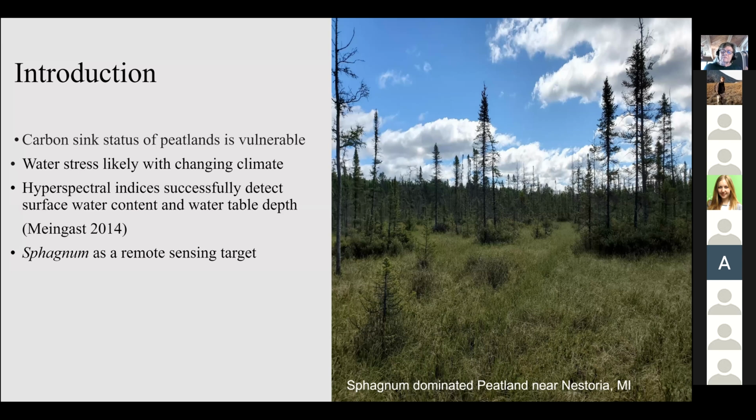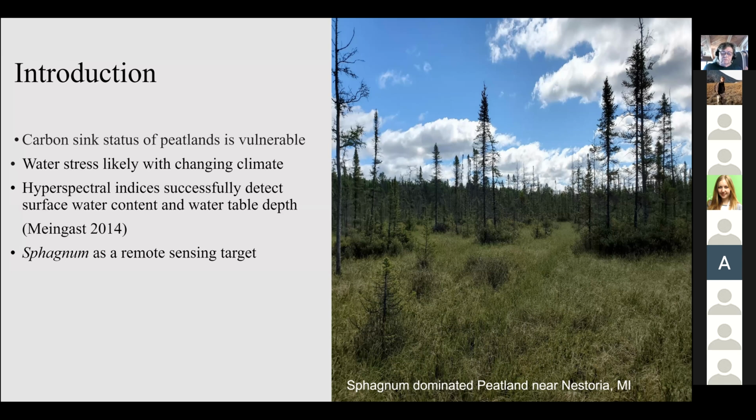As some of you probably know, peatland ecosystems play a huge role in the global carbon cycle, with carbon stocks rivaling those of all of Earth's forests, despite taking up only about 3% of global land area. However, this carbon sink status is vulnerable, as climate warming, altered rainfall patterns, and drainage for agriculture and forestry all threaten to lower water tables.